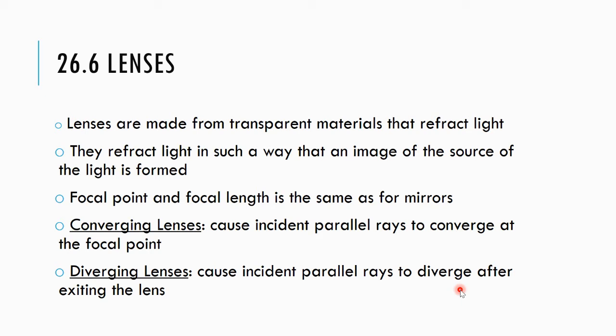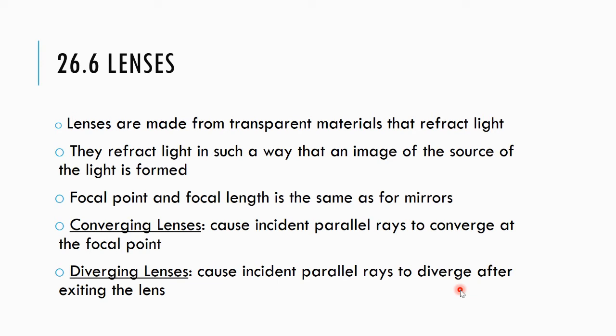The next part of the unit is about lenses. So we talked about mirrors and reflection, and we practiced sketching where our images will be. And now we're going to talk about lenses. And for lenses, we're talking about refraction. Lenses are made from transparent materials that refract light. Obviously, we use lenses in cameras and glasses, things like that. And they refract light in such a way that an image of the source of the light is formed.